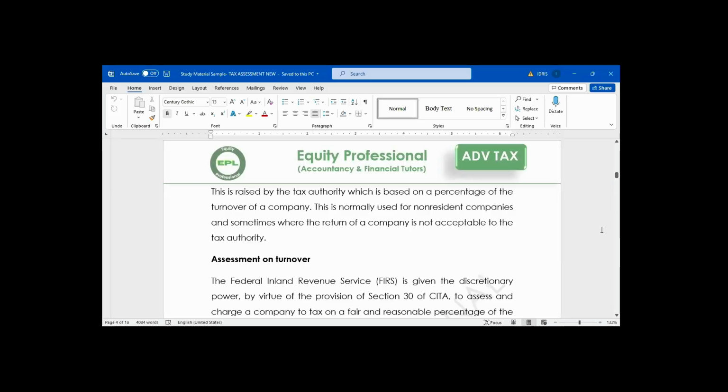In the new tax law, turnover assessment is called effective tax rate. Who can tell me the effective tax rate under company income tax in the new tax law? What is the rate of effective tax under the new tax law? Who can tell me? 30%? No. It's 15%. 15% of your turnover.